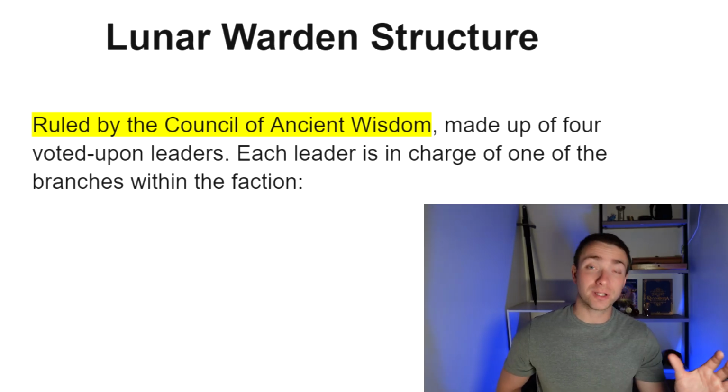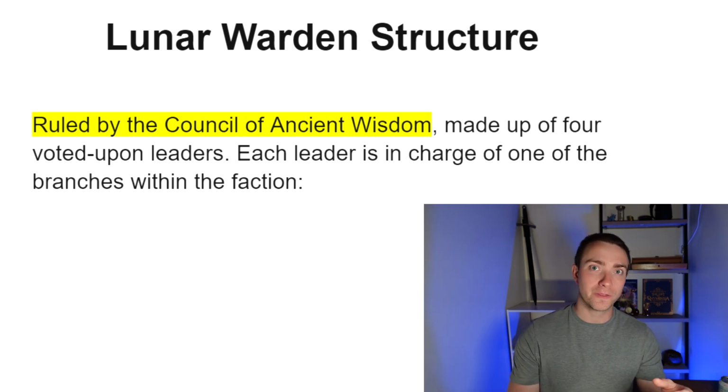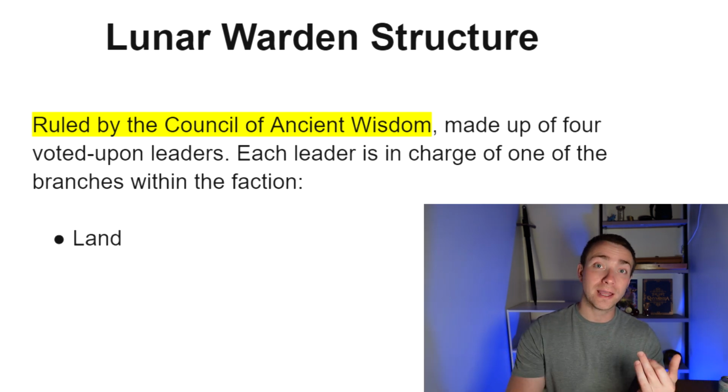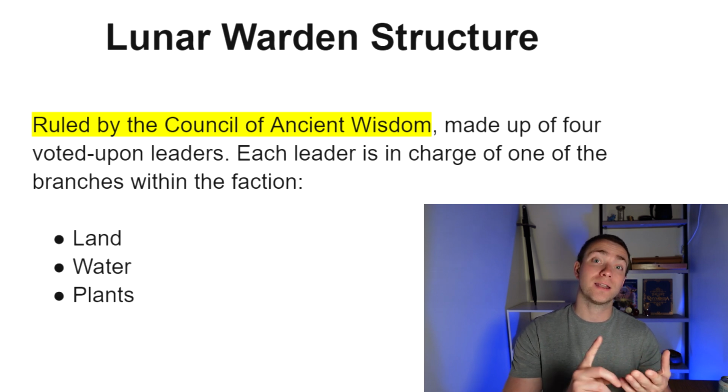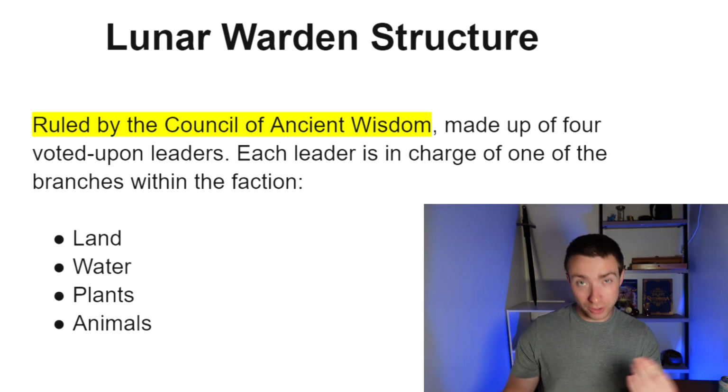of Ancient Wisdom. Each one of these leaders is fully in charge of their own branch of the faction, which oversees different logistical things. These branches are land, water, plants, and animals. So you can see even the branches, the internal structure of the organization is again related to the theme. It still has the symbolism built in automatically.